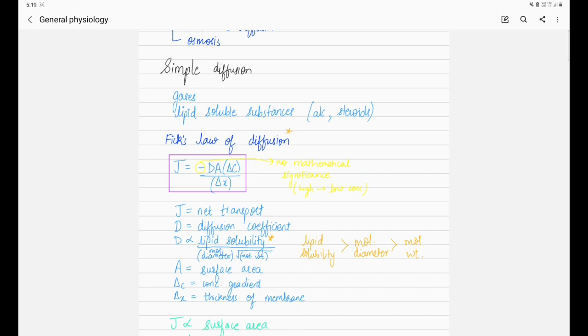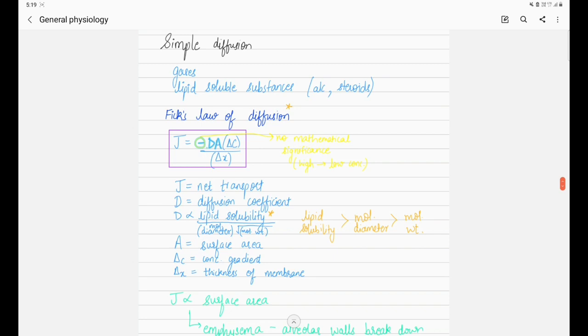So what are the factors affecting the net transport? One is the surface area, another is concentration gradient, then there is thickness of membrane. And these three, lipid solubility, molecular diameter, and molecular weight, are the factors affecting D, that is diffusion coefficient, ultimately affecting the net transport. Let's see the clinical aspects of these factors.